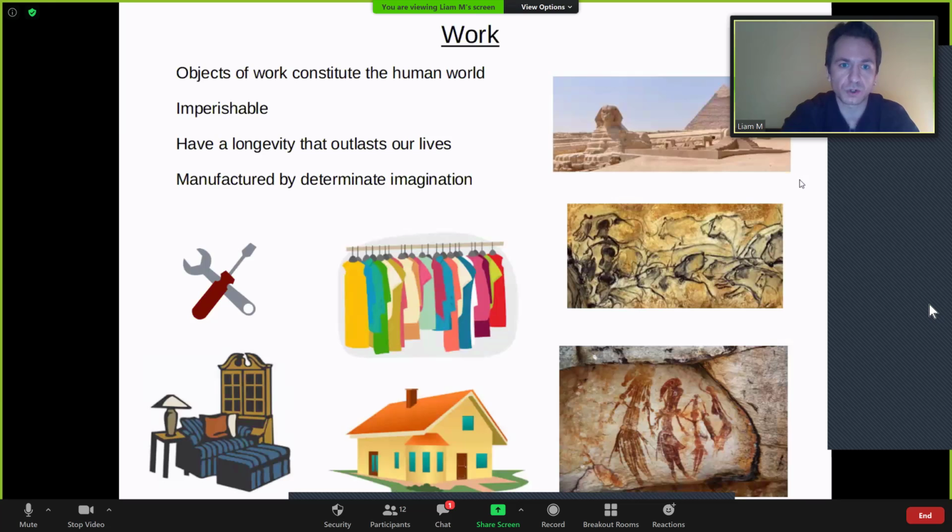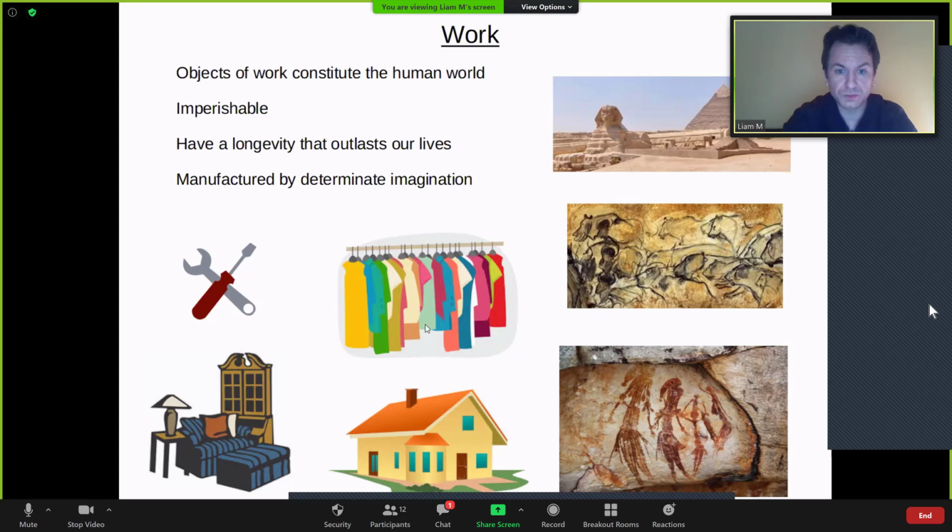So our next category is work. Work constitutes all the objects of the human world. So the human world is separate and different from the natural world because unlike the natural world where it's just a whole bunch of different organisms and different things coming together to do their thing, we use our imagination to determine what kind of objects, what kind of world we're going to live in. And the objects of our world are imperishable, unlike the objects of labor, where we need them continuously. And they have a longevity that outlasts our lives, at least in principle.